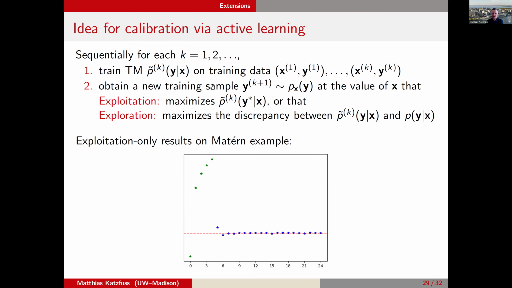And so we obtain a new training sample y, say k+1, at px y, at the value of x that, for example, maximizes the surrogate log likelihood, or maybe even better, maximizes the discrepancy between the surrogate and the true distribution. Now, this is, of course, very complicated because we don't know the true distribution, and this is something we're still working on, but we have started implementing this idea just based on exploitation. So at each step we simply choose the value where the surrogate is maximized, and that's where we sample next. This is, again, in this Matern example that I showed a couple times now.